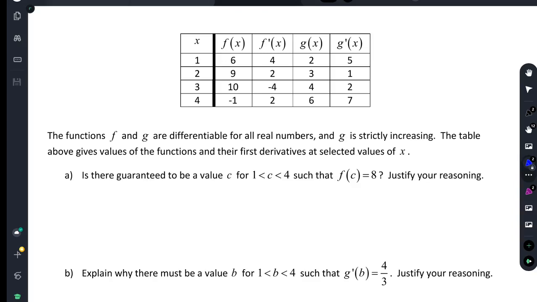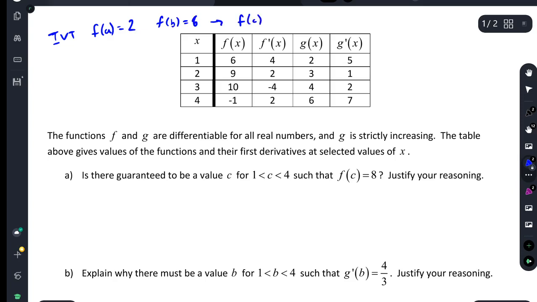In this video, we're going to go over an FRQ question involving IVT, which is the intermediate value theorem saying that if I have some f of a equals some number, let's just call it 2, and f of b equals some number, call it 6, then there must be an f of c that's equal to anything in between, let's just pick 3, 4, where a is less than c is less than b. It's important that we state all that.